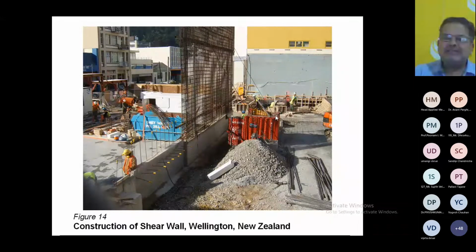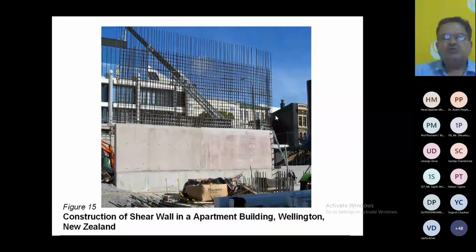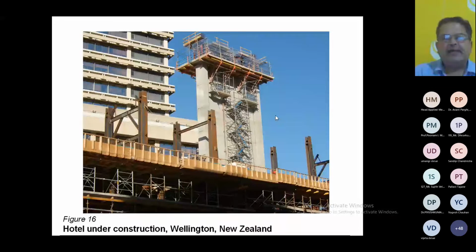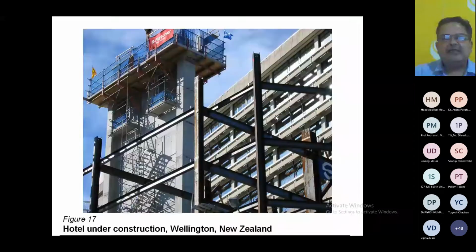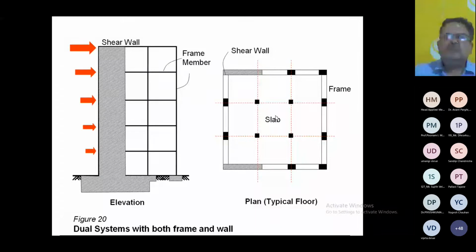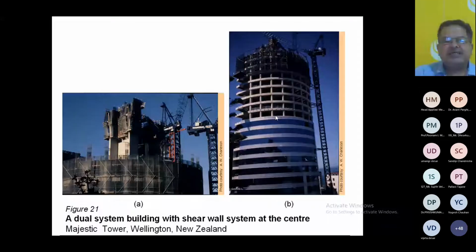Right? So you can see it may be single layer reinforcement or double layer reinforcement. It depends on the thickness of the shear wall. And we may have a dual system. We have a moment resisting frame, and you can add a shear wall in it to increase the stiffness, to increase the lateral load capacity. It depends, right? So it's known as a dual system, and these are some cases of dual system.